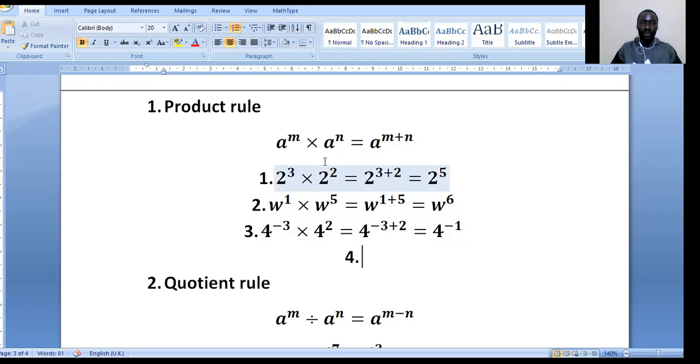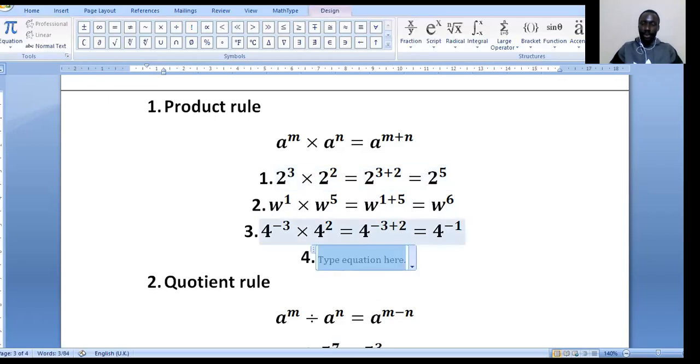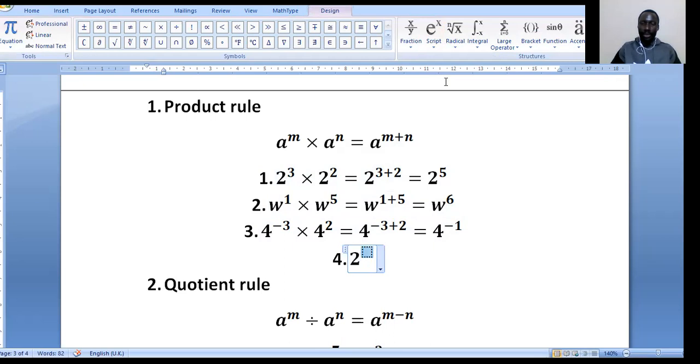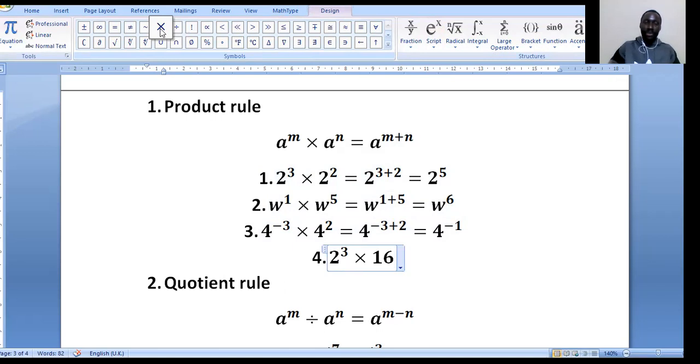So supposing you have 2 with exponent of 3. Just to get this, 2 with exponent of 3 is being used to multiply some other quantity. Let's say this time 16. How are you going to simplify this?